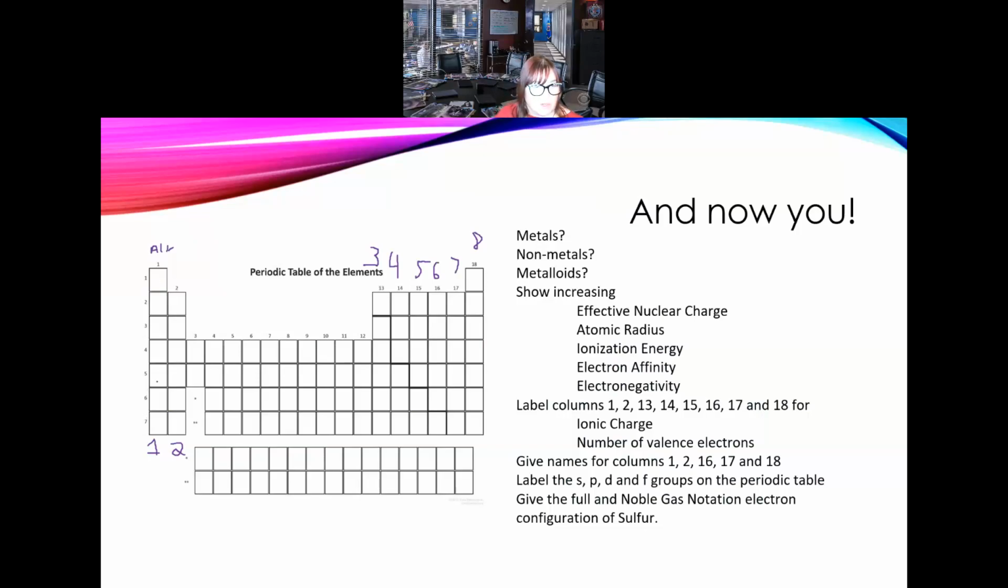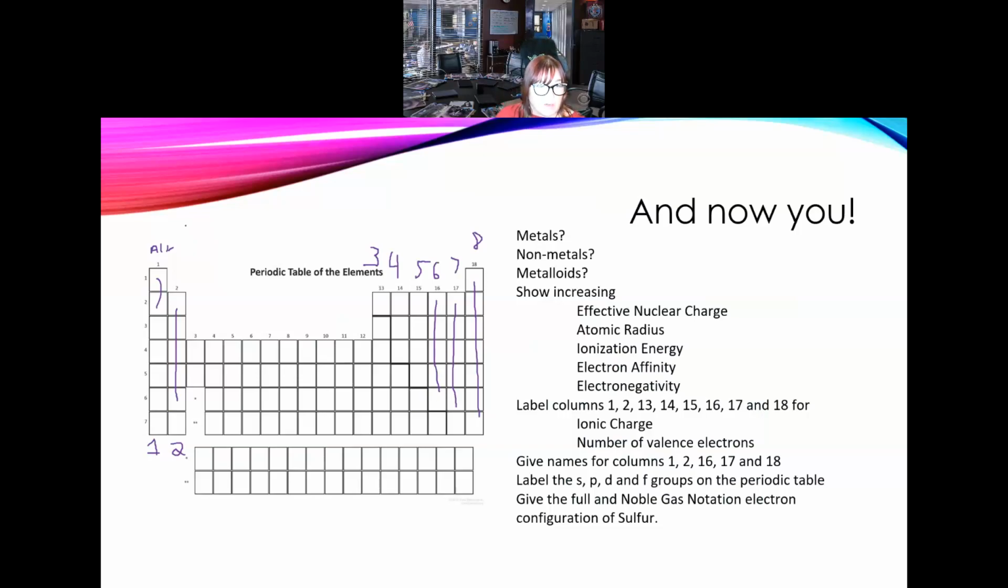So this is the alkali metals, this group right here. These are my alkaline earths. These are my halogens. These are the noble gases. And these are the chalcogens. Okay? So those are the ones that you need to know for that.